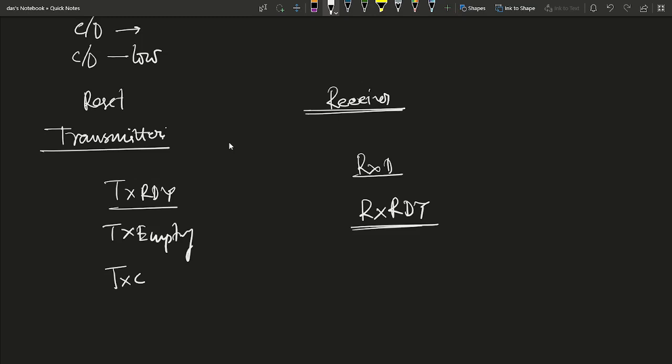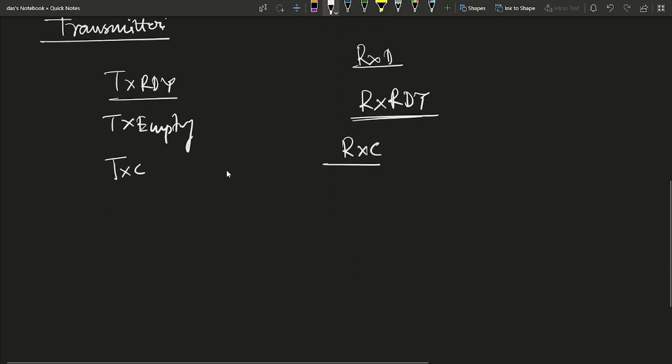Next point, the receiver clock signal RxC controls the rate at which the bits are received by the USART. Next, in asynchronous mode, there is a signal known as SYN DET or break detect, BRKDET, which will indicate a break in the data transmission. And during synchronous mode, this signal, SYN DET, will indicate the reception of the synchronous character.